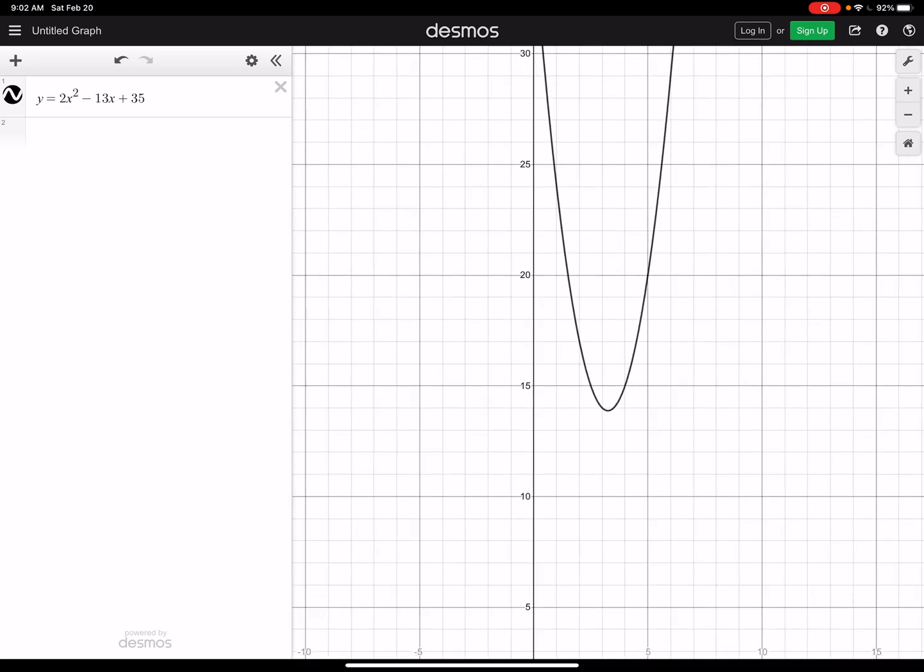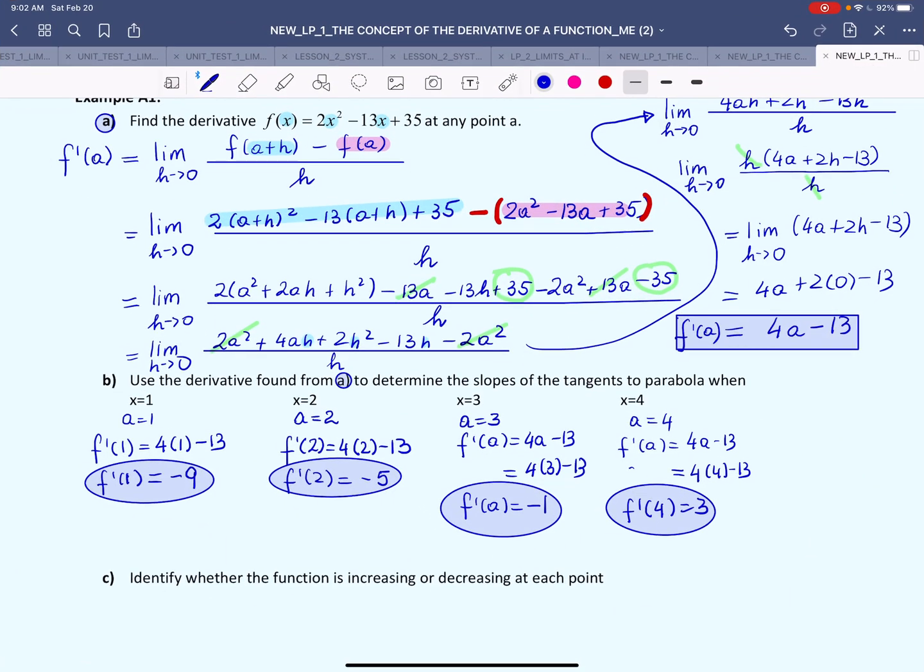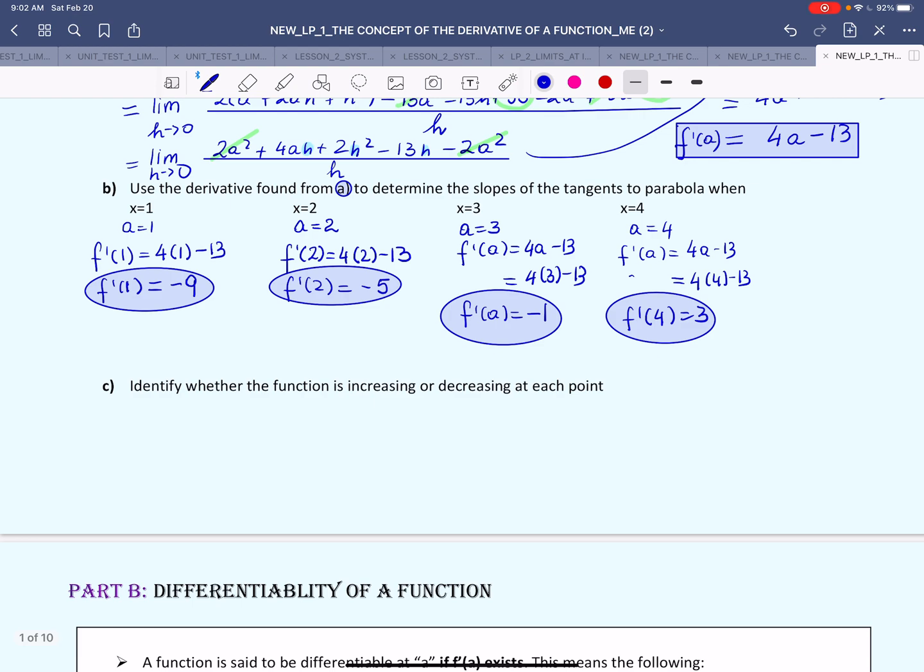So at x equals 1, you can tell that the value of the slope of the tangent is quite a big negative, right? Because the function is quite steep, decreasing very fast. And at x equals 2, the steepness is smaller. At x equals 3, the steepness was about -1. And at x equals 4, the steepness was positive, or the tangent had a positive slope. All right? So it connects the values we found with the graph of the function.